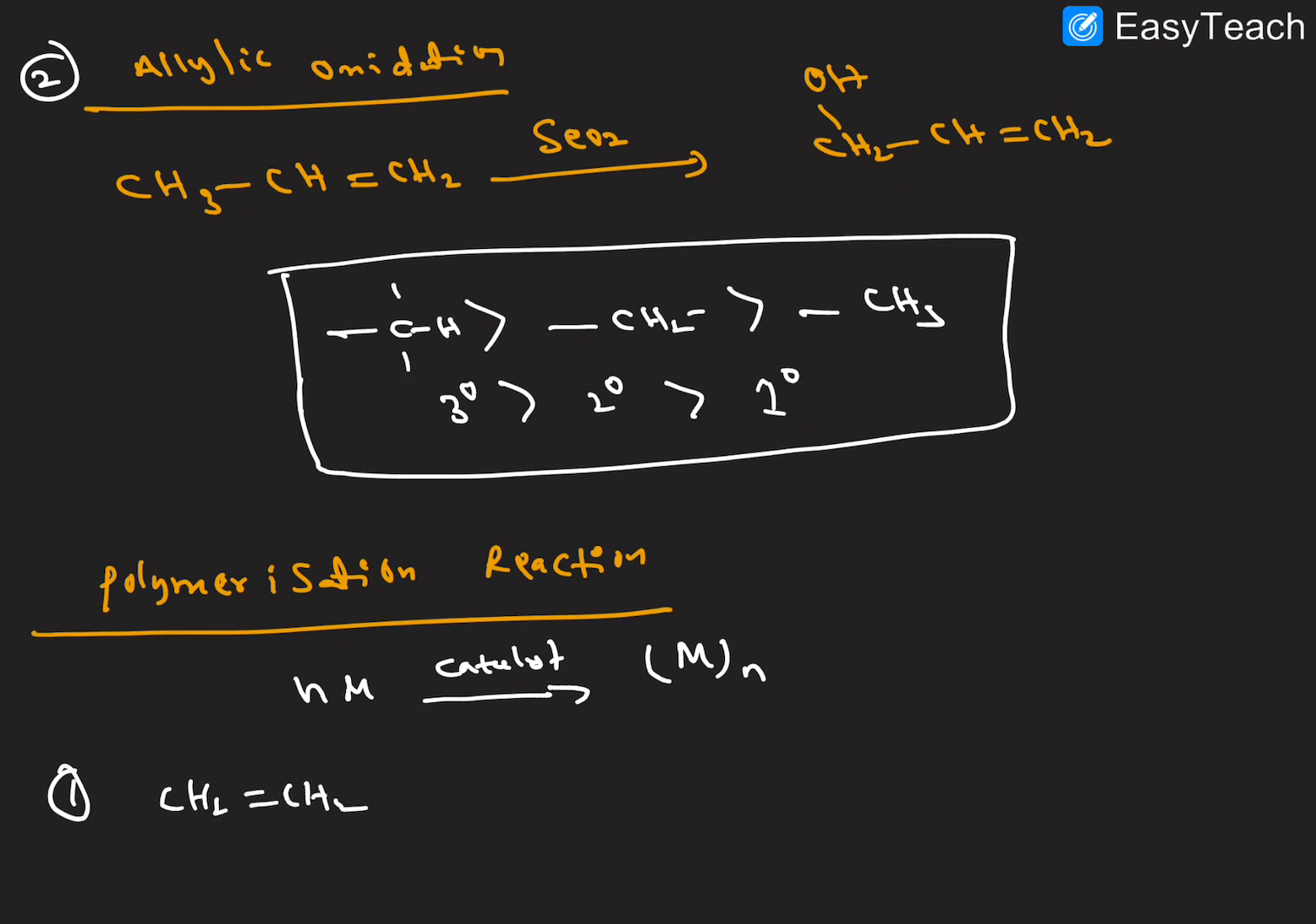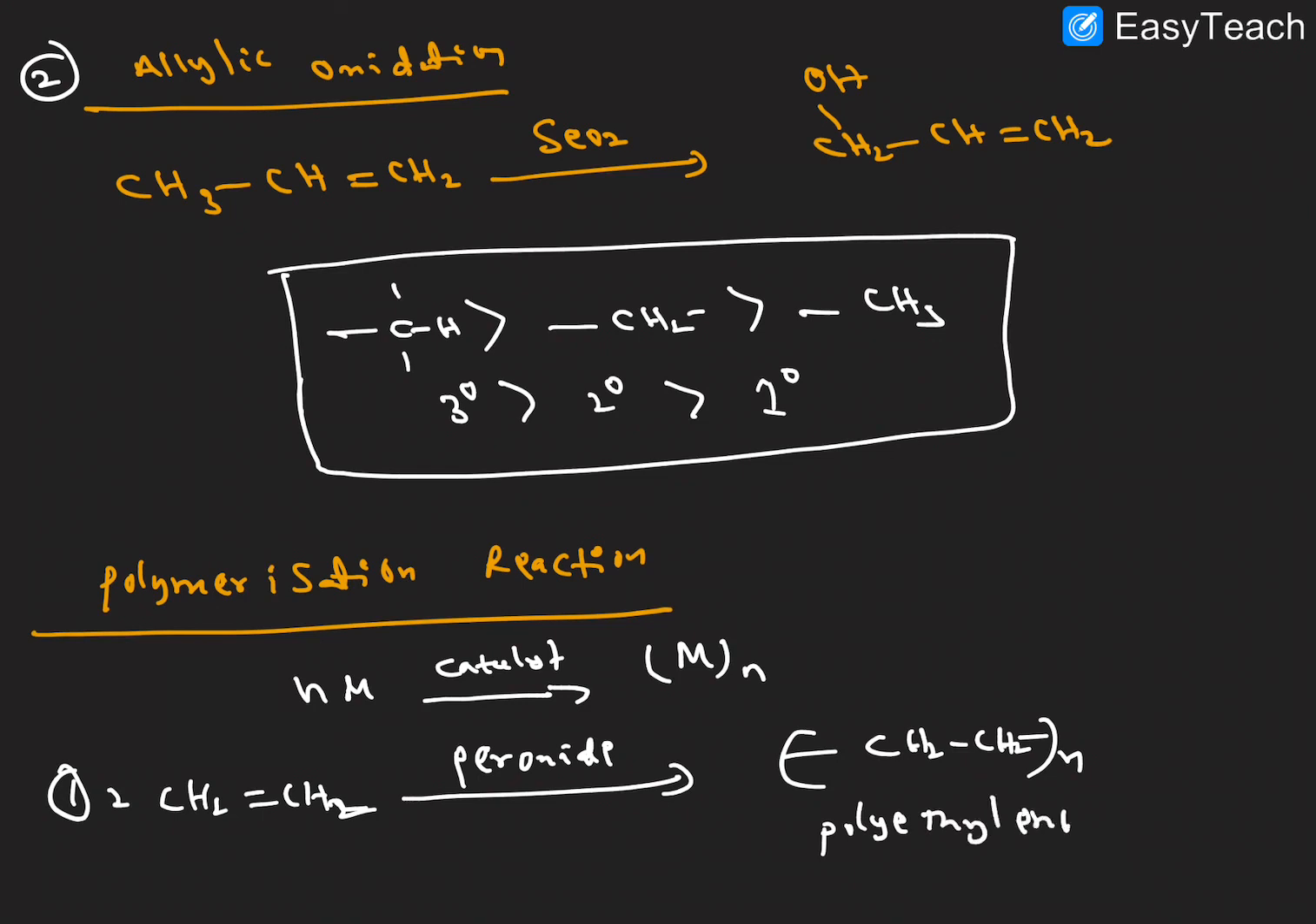The first reaction is CH2 double bond CH2. Ethene undergoes polymerization in the presence of peroxide. The peroxide is your catalyst. So here CH2 CH2 units form n number of times. This is called polyethylene, right? This mechanism is a free radical mechanism. Generally only the free radical mechanism is preferred.